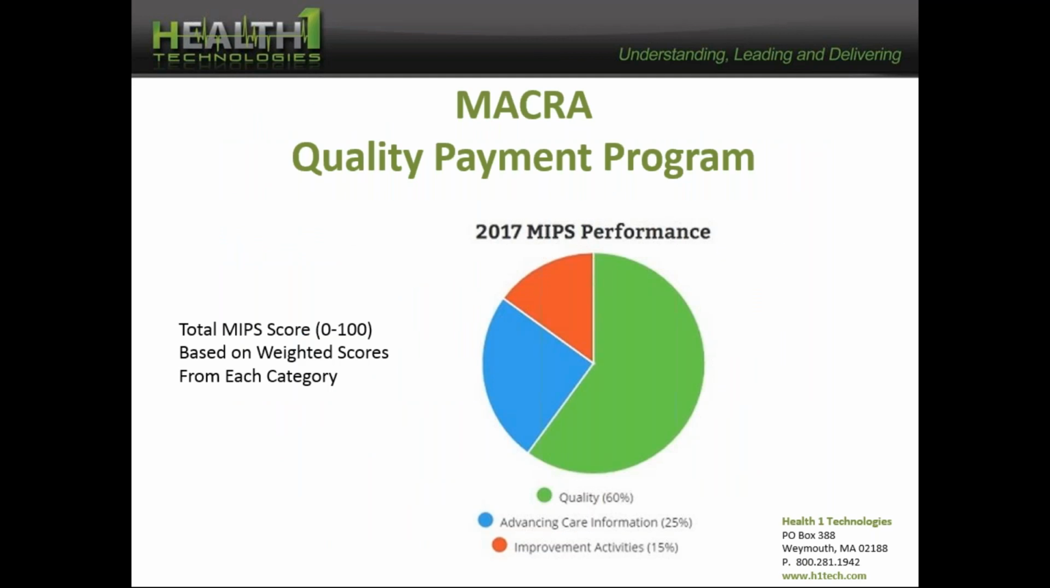And then again, just a pie chart. I think everybody's probably tired of seeing this pie chart at this point, but this is a representation of how the categories are broken up. So your total MIPS score from 0 to 100 is based on these three categories, and it's weighted based on how you see it in the pie chart. So quality is 60%, advancing care is 25%, and improvement activities are 15%.